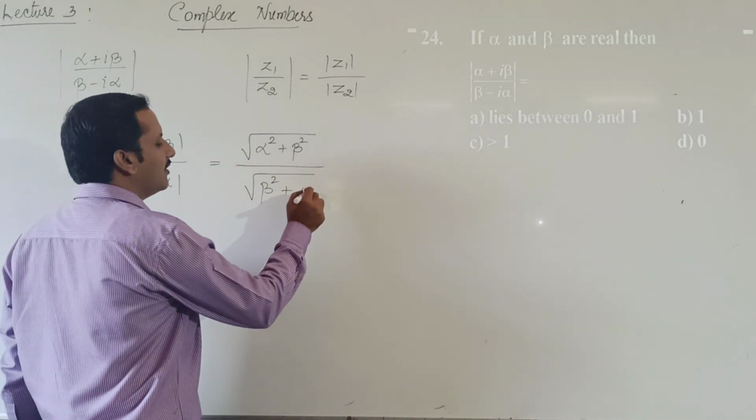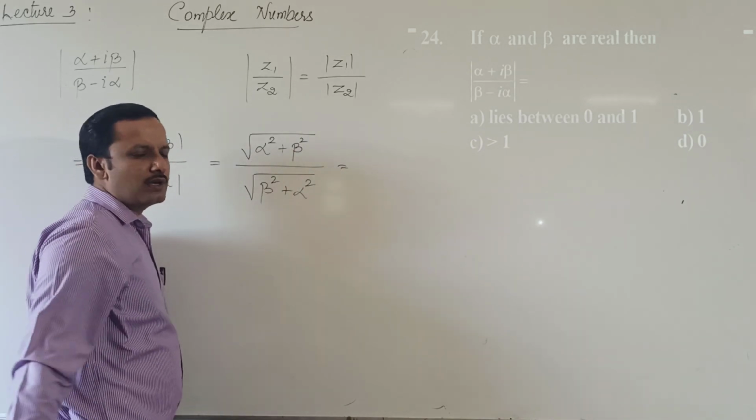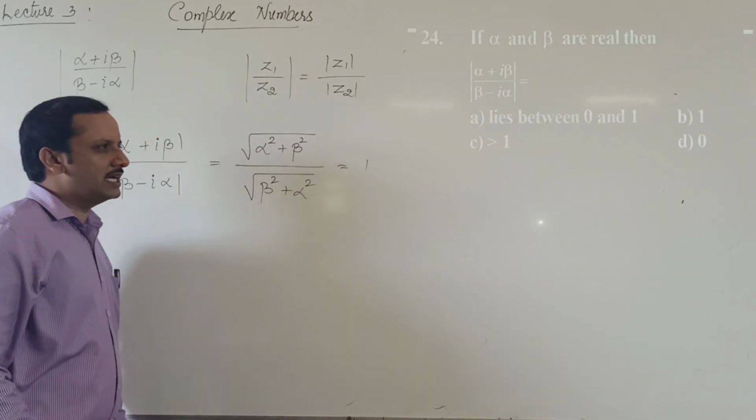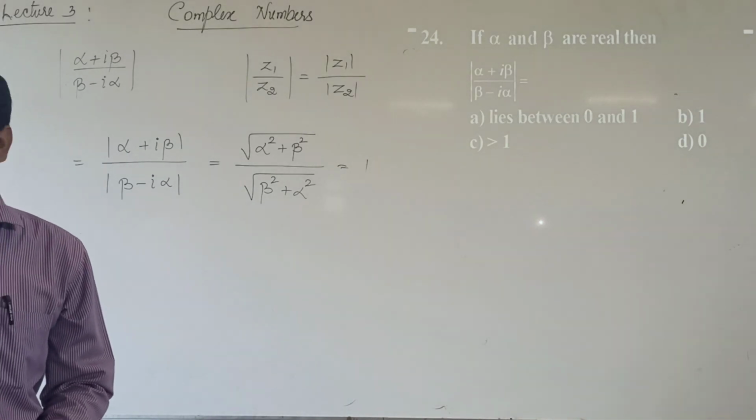That is nothing but alpha square. Root of alpha square plus beta square gets cancelled. So the answer is 1. Second option.